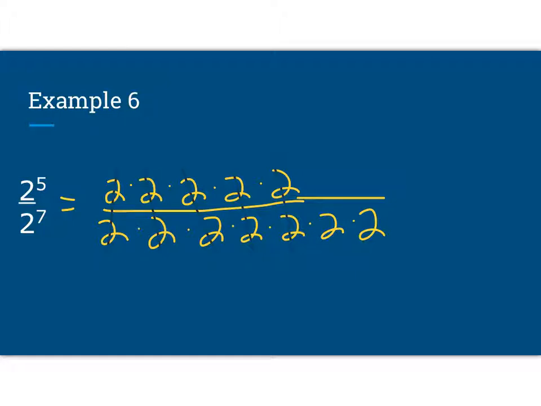so now we have no numbers left on the top, so really just think of that as 1. And on the bottom, we have 2 times 2, so really we end up with 1/4.